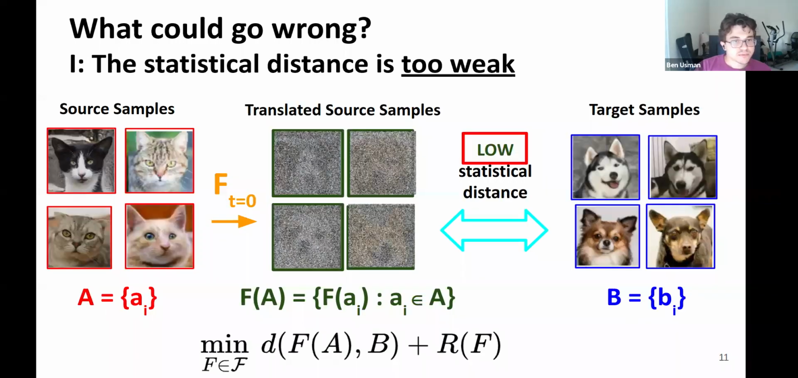As a reminder, our main idea is to minimize some notion of statistical distance between cats turned into dogs and the real dogs. And first of all, our statistical distance might be too weak, in the sense that it cannot detect that there is something wrong with those noisy or otherwise improper dog images. And as a result, our training will get stuck generating bad images.